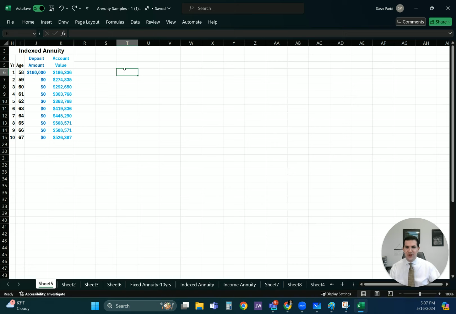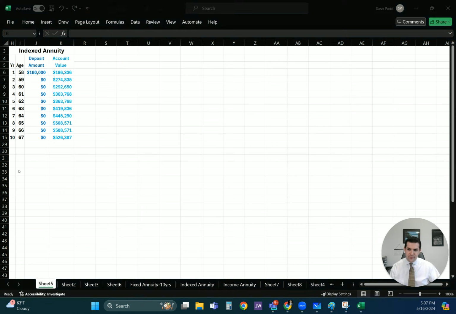Less than that. So here is, I pulled this from an illustration. The performance here is tied to the S&P 500. So if he deposits $180,000, based on the past 10 years of the stock market, if history repeats itself, he'll have $186,000. History is likely not going to repeat itself in the exact same fashion. So these are always hypothetical illustrations.